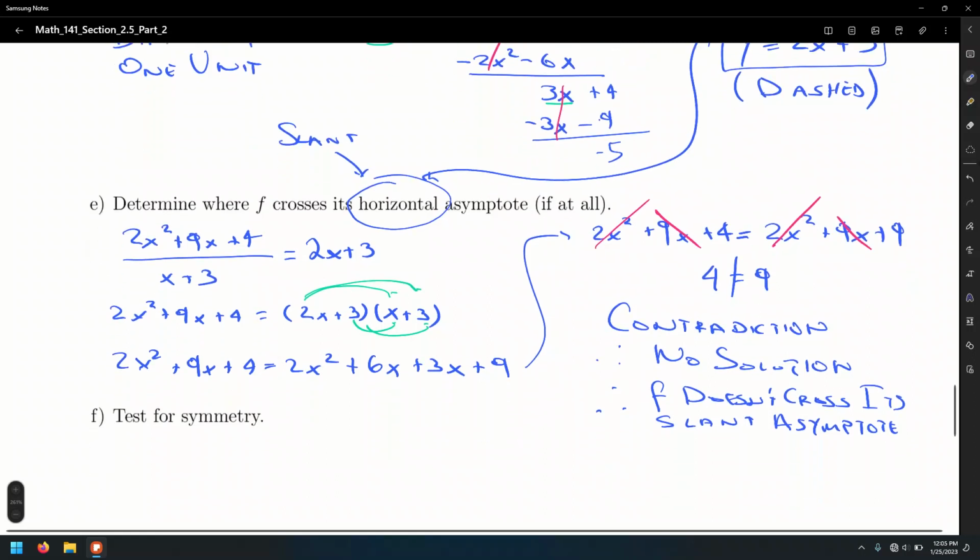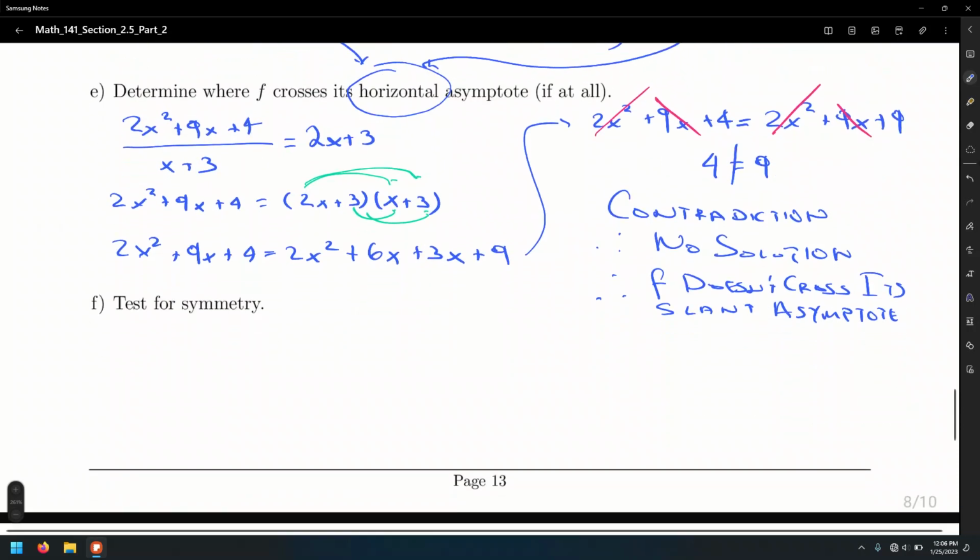So now I think we have roughly some information to give us an idea of how the graph of this is going to look like. We have a vertical asymptote, we have a slant asymptote. We already know that the graph of the function doesn't cross its, in this case not horizontal, but rather its slant asymptote. So that's already something.